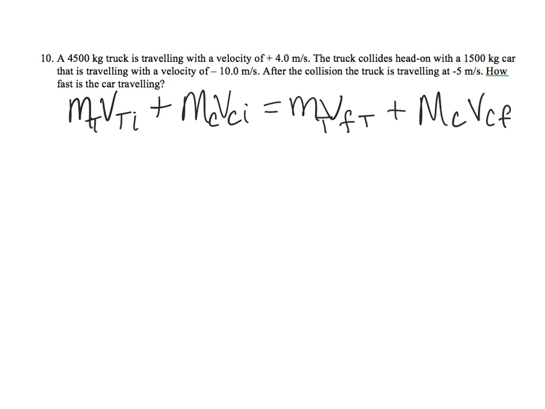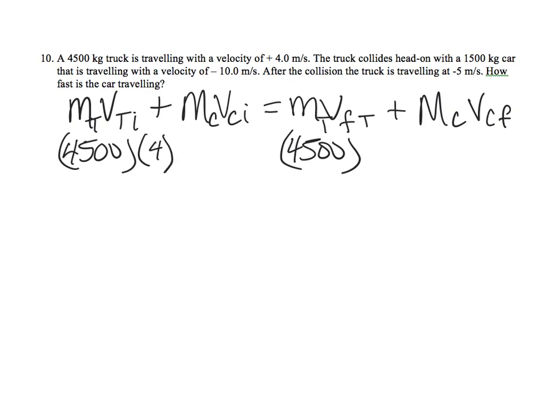All right, so now let's go through and plug in all of our numbers. So for the truck, our mass was 4,500. So I'm going to go ahead and plug that in both places. Then its initial velocity of the truck was 4. Its final velocity of the truck was negative 5. And then for the car, its mass was 1,500. And its initial velocity was negative 10. And then for the car, the mass stays at 1,500. And we want to find that final velocity of it.